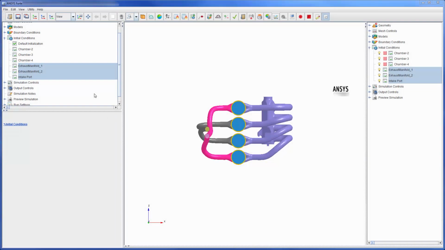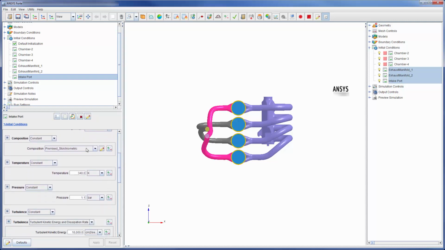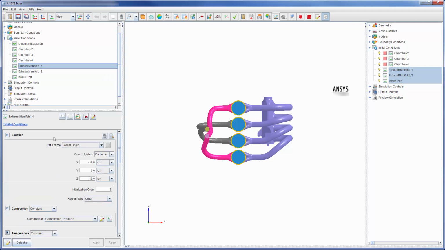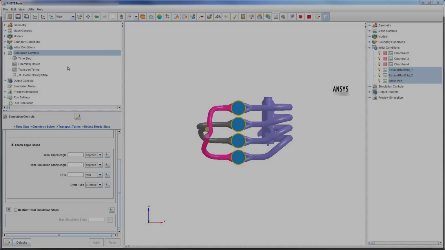The other initialization conditions pertain to the intake manifold, exhaust manifold 1, and exhaust manifold 2. The set location of the intake manifold initialization condition is an arbitrary point within the intake manifold. The flow within the manifold consists of a stoichiometric mixture of air and fuel. In contrast, the flow in each exhaust manifold is considered to consist of complete combustion products only. With these settings, the simulation can be fully initialized.